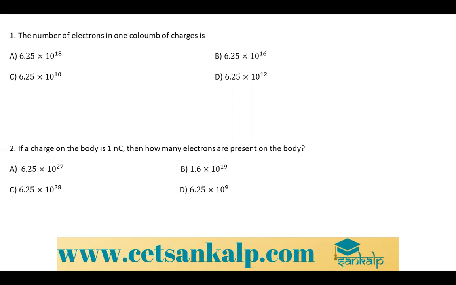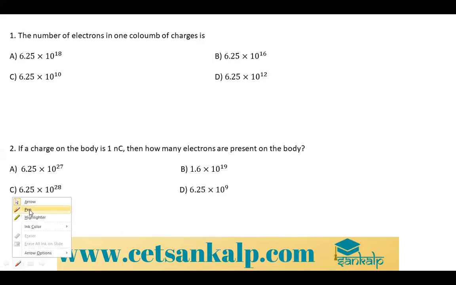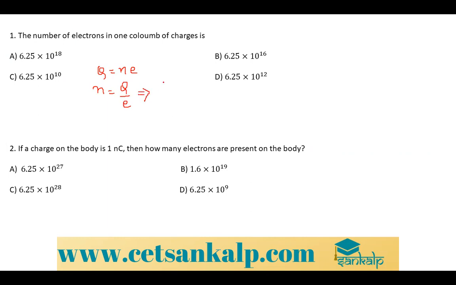The number of electrons in 1 coulomb of charge is... okay, you have the formula. Q is equal to Ne. So N is equal to Q divided by e. So Q they've given as 1 coulomb, right? 1 divided by charge e, which is 1.6 into 10 to the power minus 19.